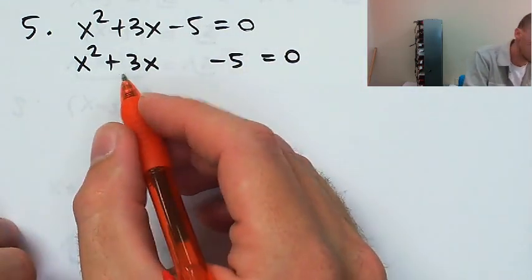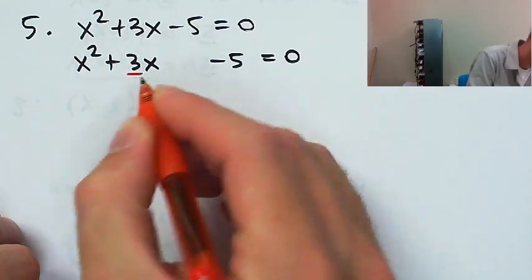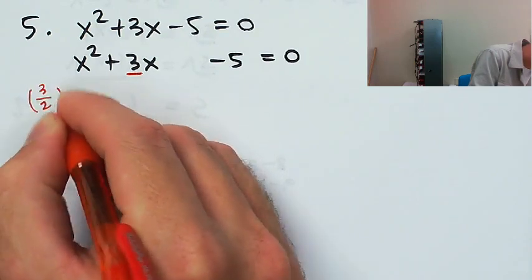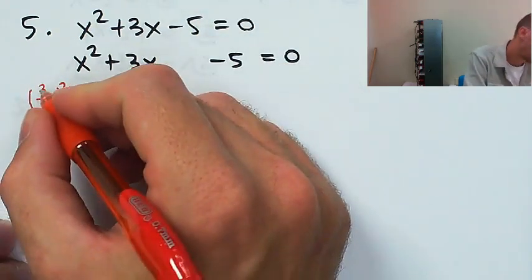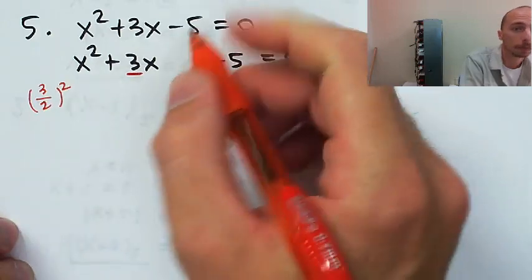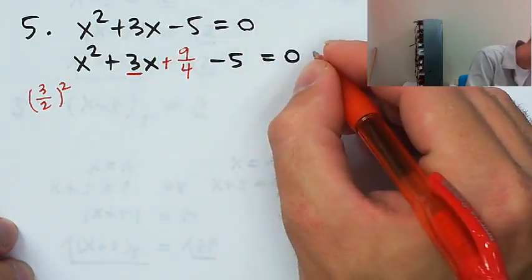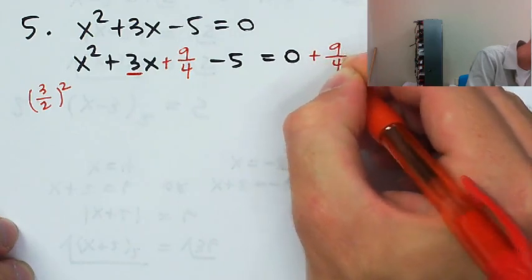Figure out what number I need to add to both sides of this equation by taking this positive 3, dividing it by 2, and then squaring it. Okay, so if I square 3 halves, that's 3 halves times 3 halves, that's going to be 9/4. And then I need to add 9/4.